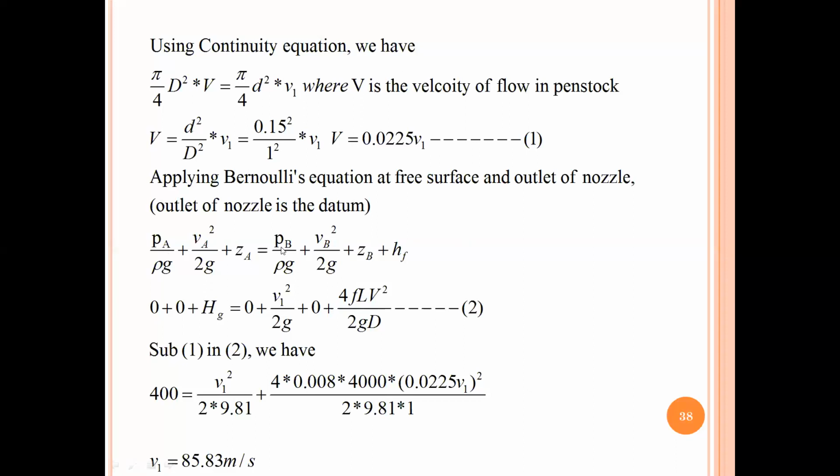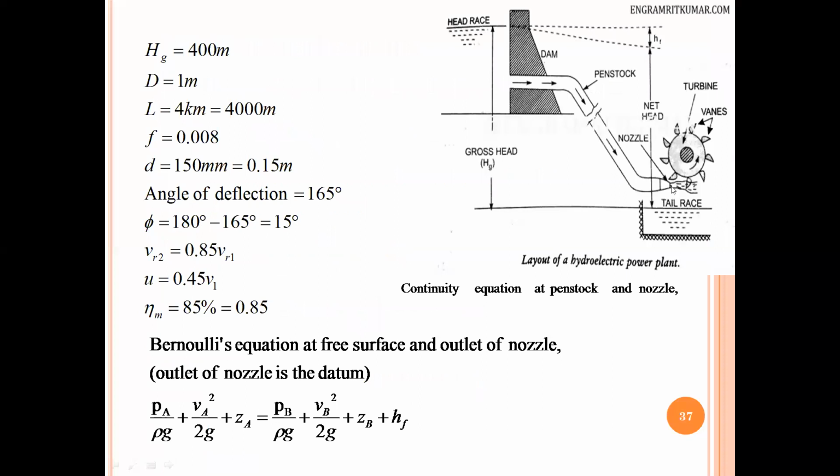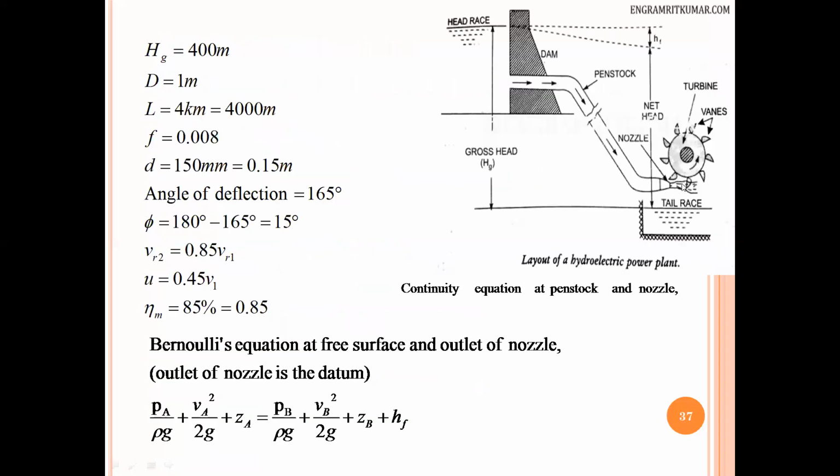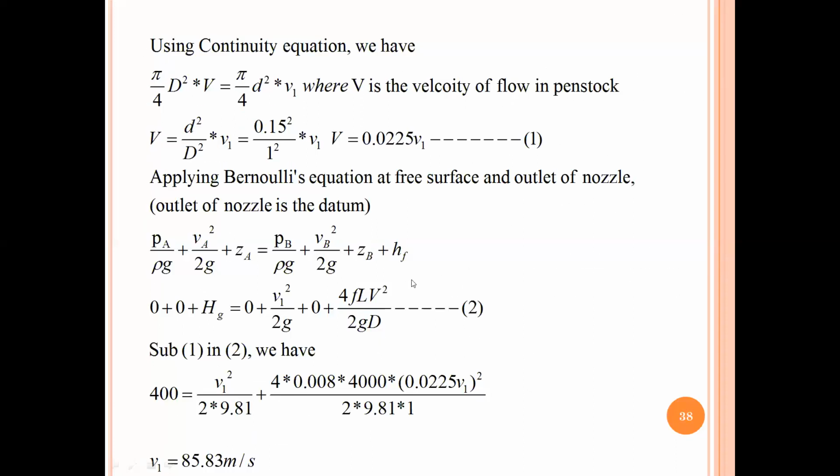Coming to the right hand side, remember in a Pelton wheel at the nozzle, your energy is totally kinetic. The pressure is maintained at atmospheric pressure. So here also it is atmospheric. Since I'm measuring with respect to atmospheric pressure, I'm taking PB equal to 0. VB, the velocity at B, is the velocity through the nozzle, or jet velocity. I'm taking it as V1 square by 2g. ZB is 0 since my datum itself is at the outlet of the nozzle. This I'm taking as a datum, so your ZB will become 0 plus 4fL V square by 2gD.